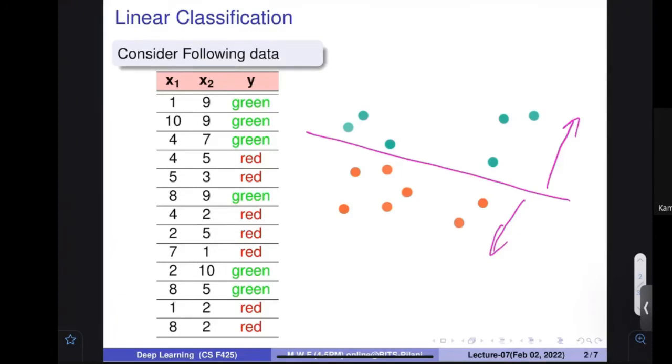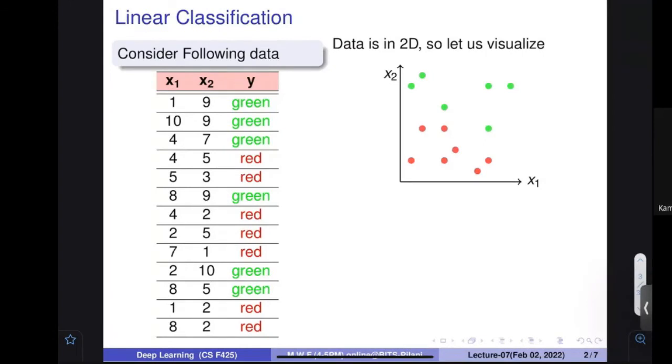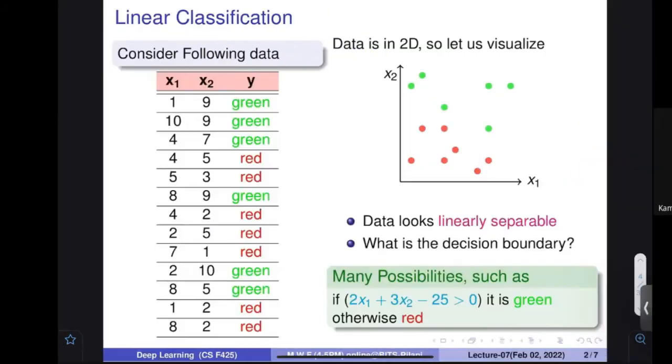Okay, so as I told you, you have plotted this with respect to x1 and x2, and you have seen that a linear line is going to separate this. This is a very interesting thing, and how can I find out this particular line is definitely going to be a good question. But for now, let's assume that somebody gives you this particular equation.